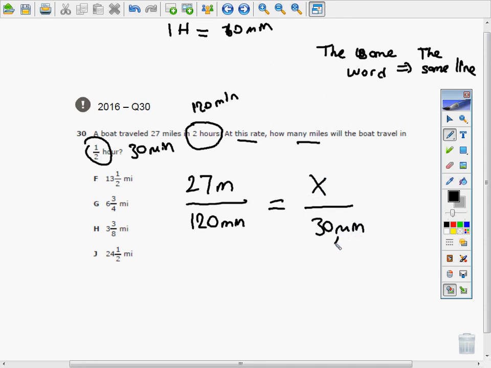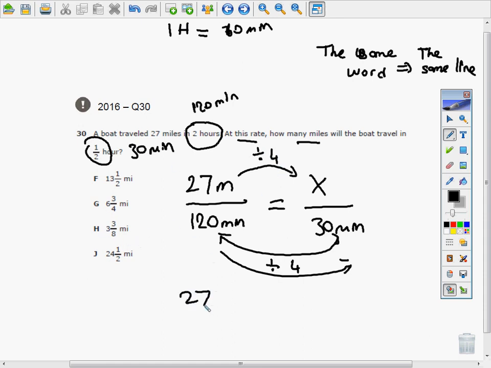So 30 goes into 120 4 times. So if I go this way, I'm going to use division. Since this number is bigger than this number, I'm going to divide by 4. Whatever I do at the bottom, I have to do at the top as well. 27 divided by 4 basically, but I do not have any answer like this. So I'm going to transform this into a mixed number.